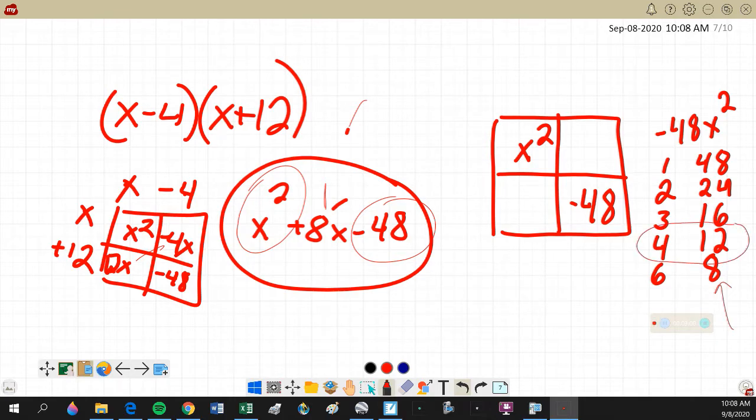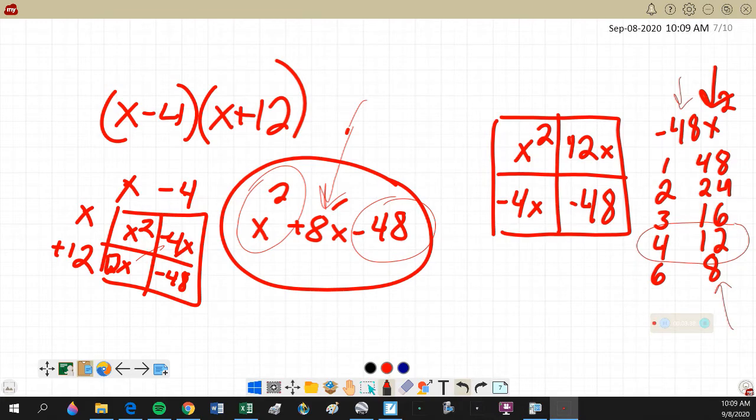Now, when we did the factor challenge, remember, we found two numbers that multiplied to be negative 48 and add to be positive 8. So how can we use a 4 and a 12 to make that work? It would be positive 12 and negative 4. But it's actually 48x squared, so each of them has to have an x. So 12x and negative 4x. Does everybody understand that? We're good?